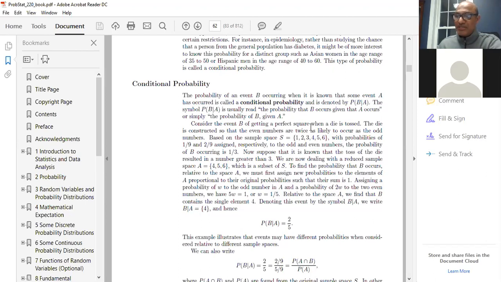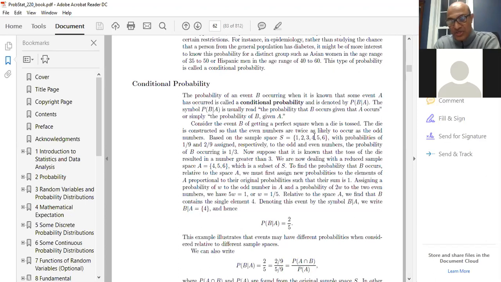That means here my sample space, look at the cursor, 1 is an odd number. So it is 1. But 2 is an even number. That means it is twice as likely to occur. Whenever it is an even number, it is twice as likely to occur as an odd number. So here it is 2, because 2 is an even number. 3 is an odd number, so 1.